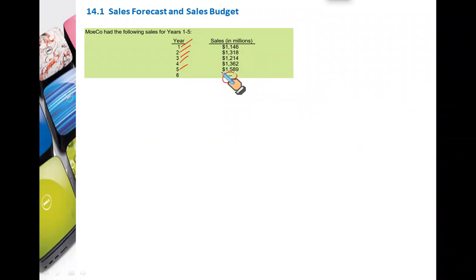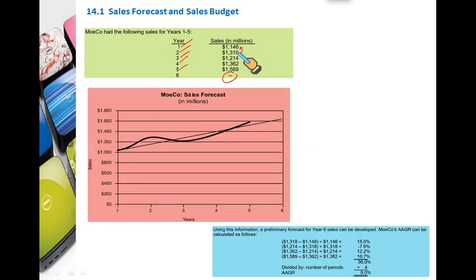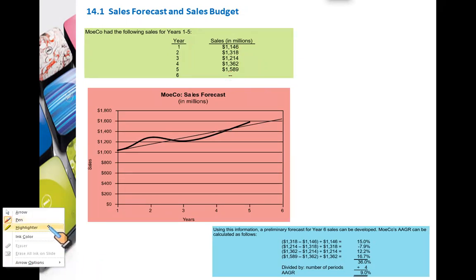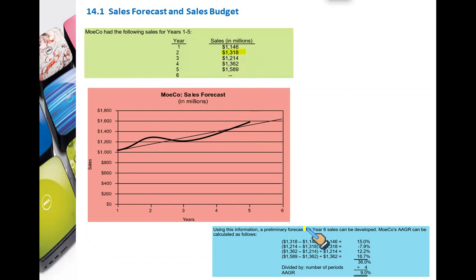How do we calculate? First of all, you will have to calculate the growth rate for each year. The growth rate for the 2nd year is the sales in year 2 minus sales in year 1 divided by sales in year 1. This is how it is calculated. See, sales in year 2, 1318, less sales in year 1, 1146, divided by sales in year 1, the base year, 1146. So the increase in sales is 15%.